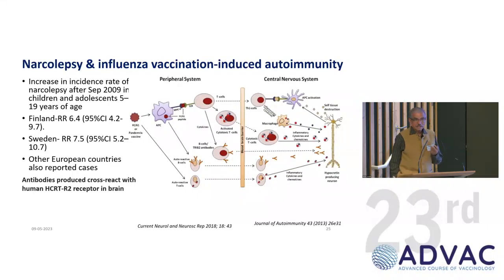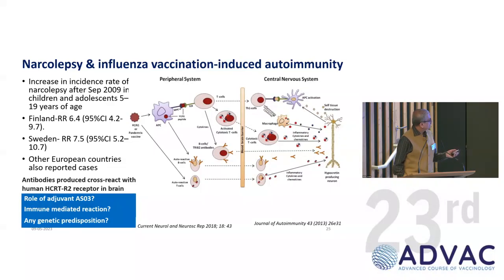Narcolepsy. This issue I was also mentioning last year: there appears to be an association in Scandinavian countries where, during the pandemic, the influenza vaccine was introduced and it was practically associated with this in young individuals. This particular narcolepsy is associated with a particular HLA type, and again appears to be an autoimmune disorder, and antibodies are produced which cross-react with the brain tissue, giving rise to the role of adjuvant.